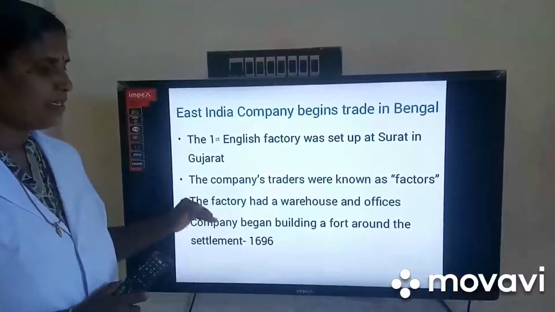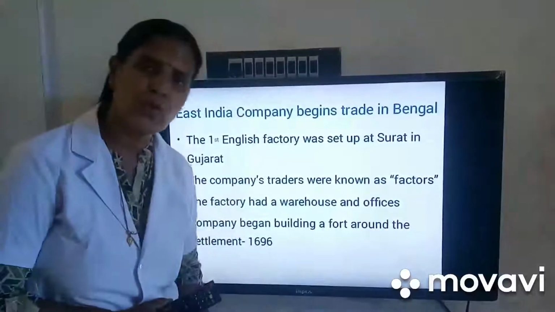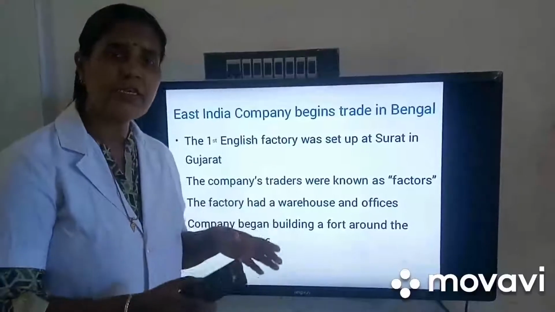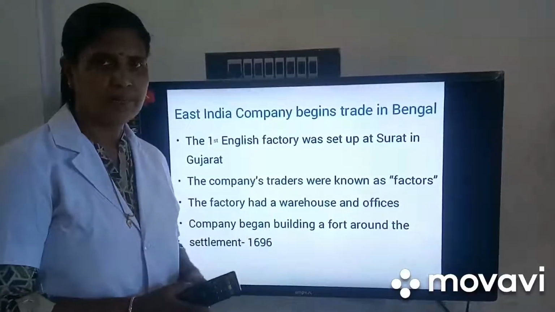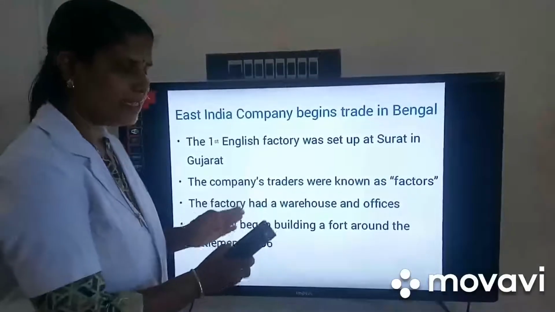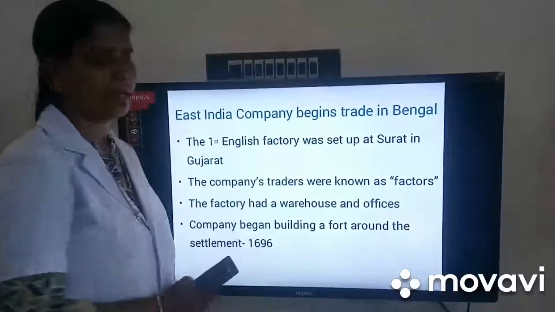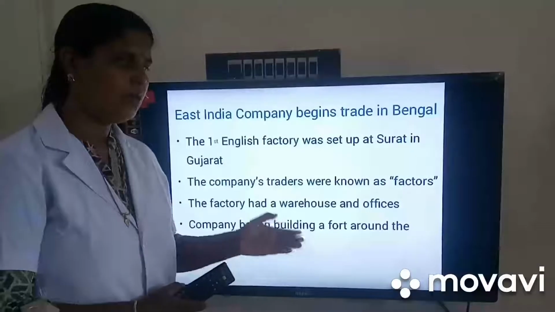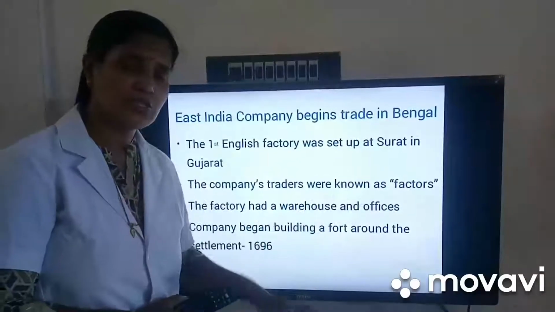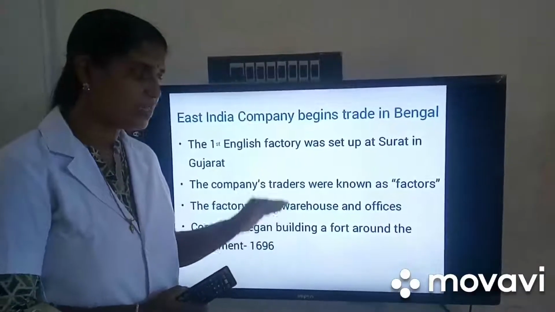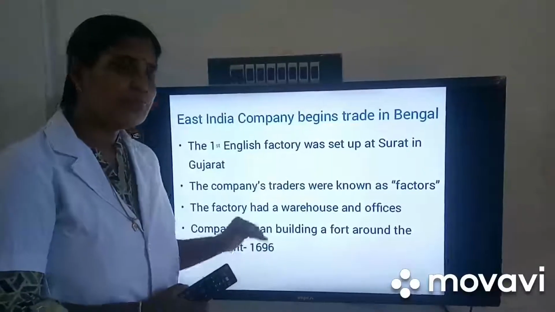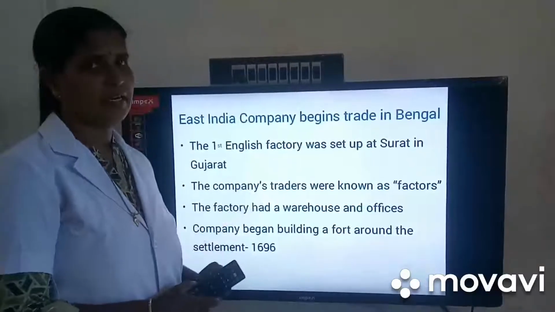And then the factory had a warehouse and offices. What is meant by warehouse? That is for collecting the items or goods from India like spices, silk and cotton. They collected the goods and stored them in this warehouse and exported them. Along with this warehouse there were offices also. The company officials sat together and discussed matters relating to trade.